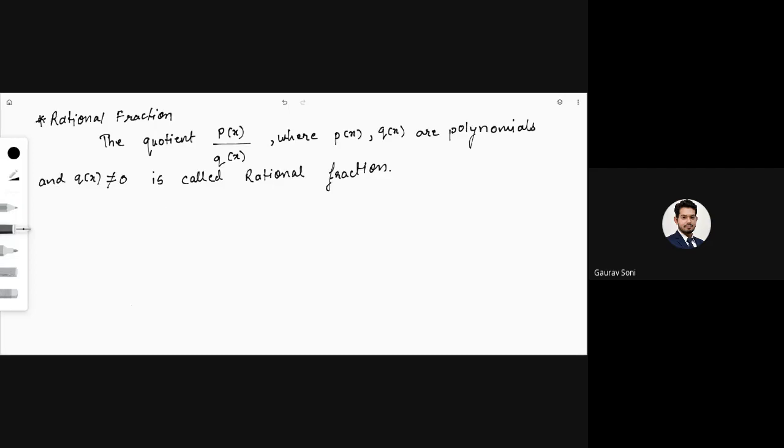So a rational fraction is an expression of the form P of x upon Q of x, where the numerator is a polynomial, the denominator is a polynomial, and the denominator polynomial is not equal to 0. Now, there are two types of rational fractions. One is a proper fraction and one is improper. So, proper fractions.